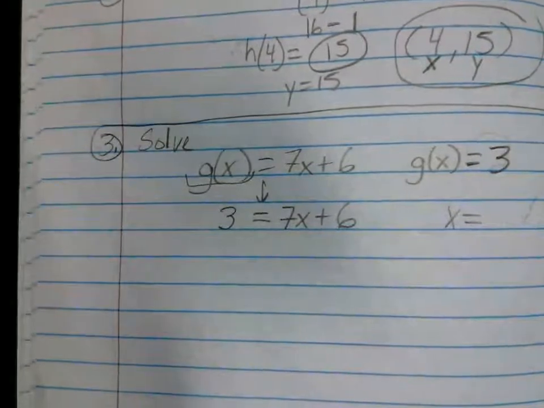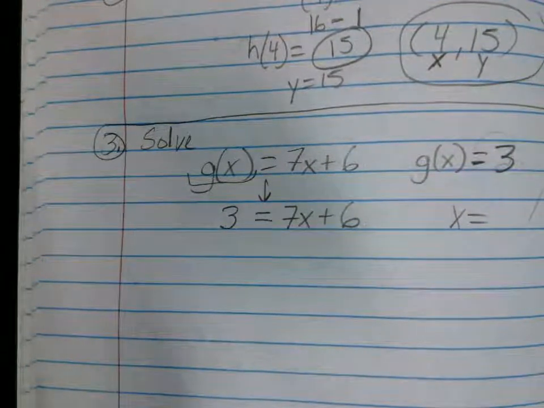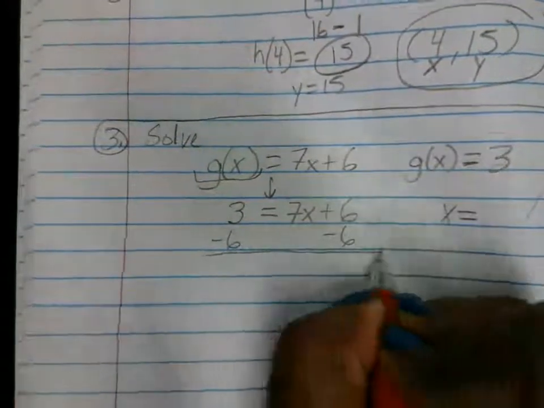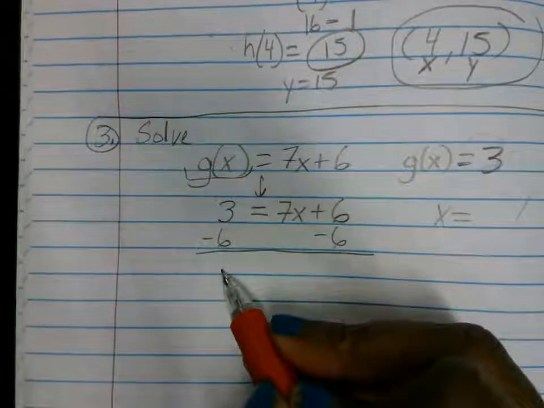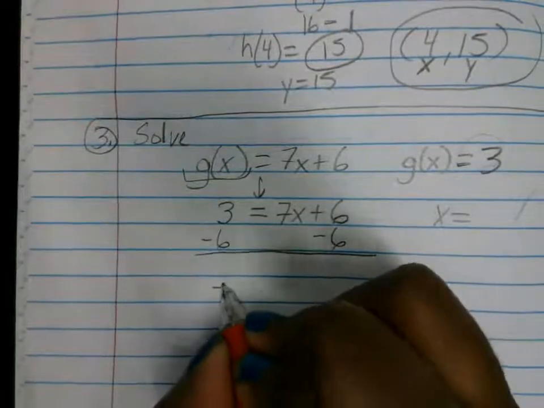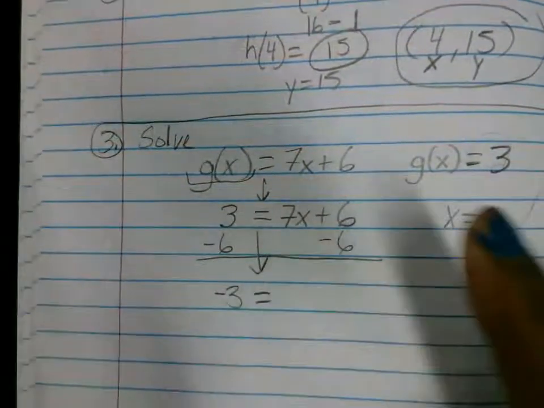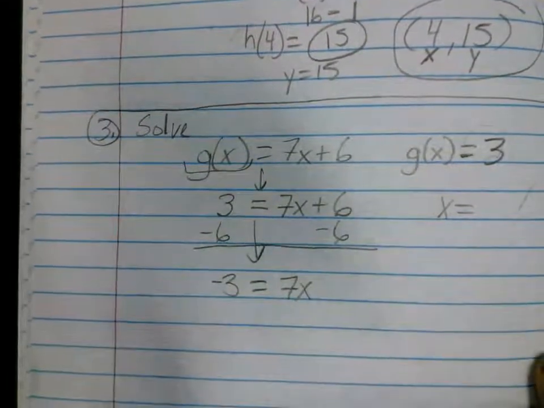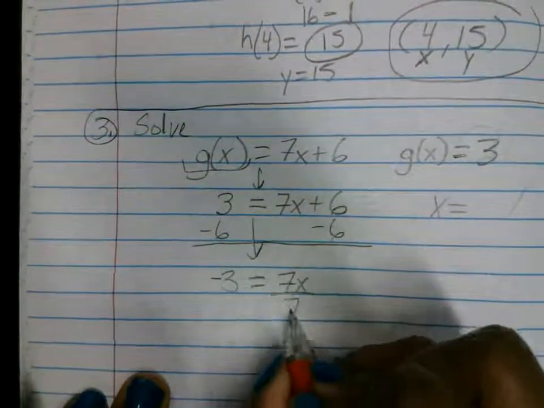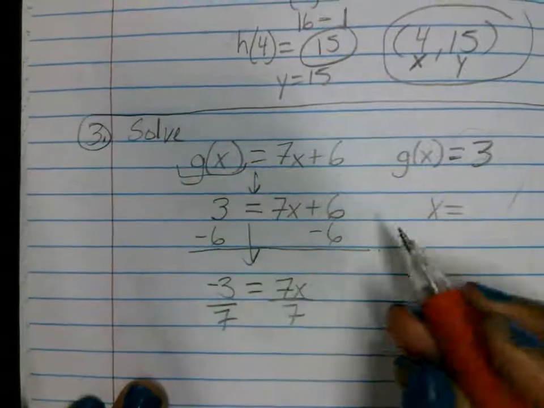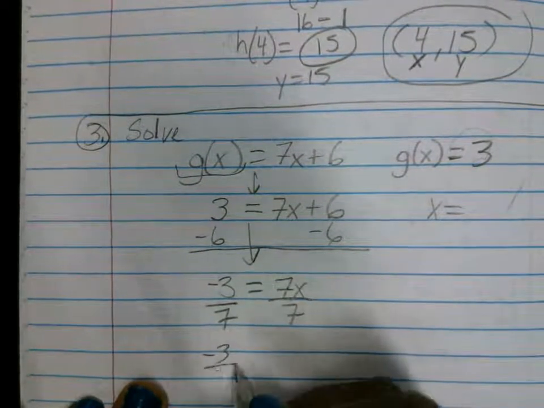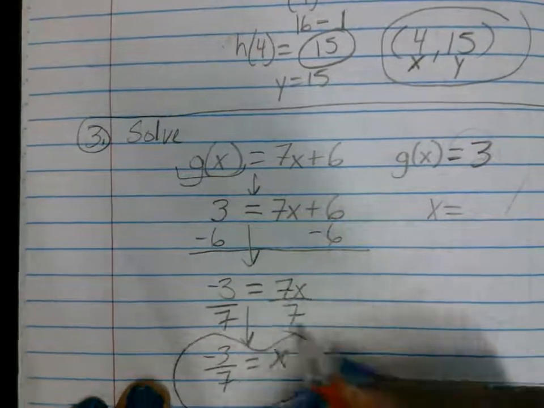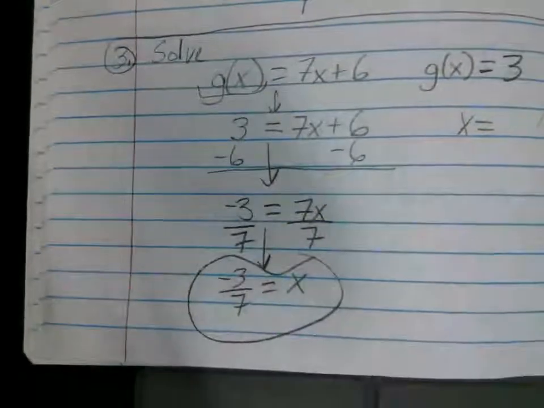Okay? What do we do to solve for x? We're going to subtract 6 on both sides. We subtract 6 on both sides. What does this give us here? That gives us -3. Bring down the equal. What does that give us over here? 7x. Good job. Now what are we going to do? Divide both sides by 7. Okay? This is going to give me -3/7 is equal to what? X. Let me slide this up a little bit.